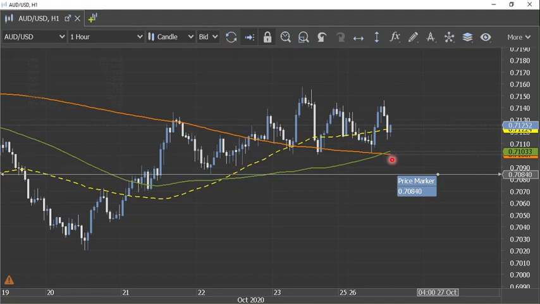So if we are targeting the entry anywhere in the vicinity of this 200 SMA, then I think the stop loss can be kept a little below this immediate swing low, and a stop loss anywhere in the price band of 0.7070 should be good enough for our trading setup.